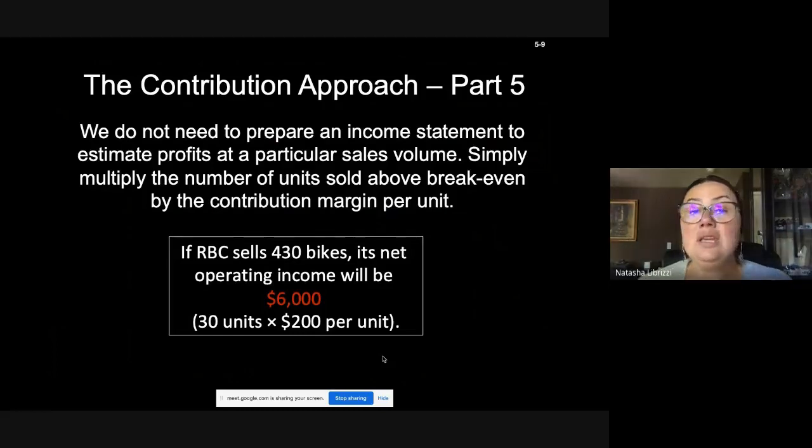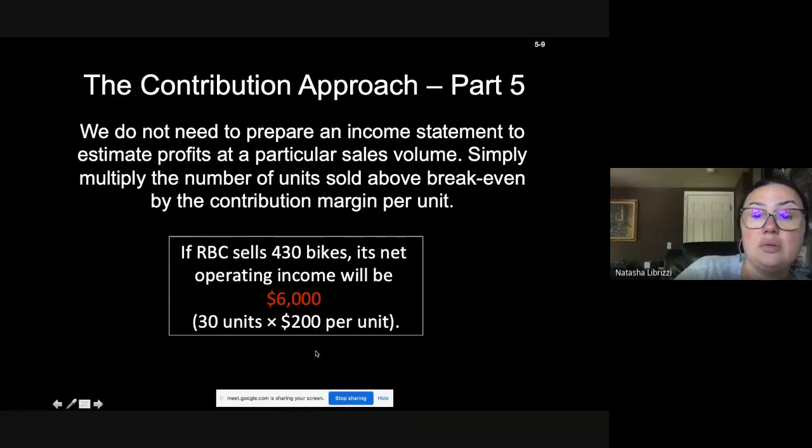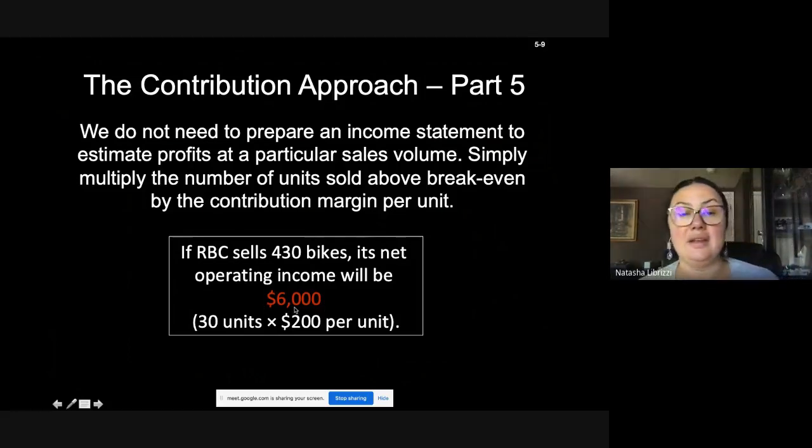We really don't need to prepare an income statement, because remember, this is managerial accounting, and we need to be able to estimate particular sales volumes. All we have to do is look at our contribution margin per unit. So if we sell 430 bikes, its net operating income will be 6,000. All I did is take anything above our break-even point times 200, and I can tell you what the net income would be. So it becomes a very powerful tool, and it can be used over and over again.